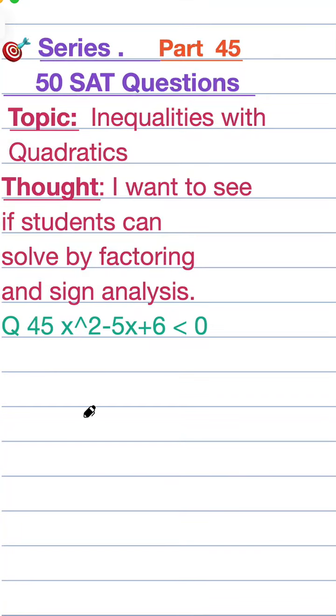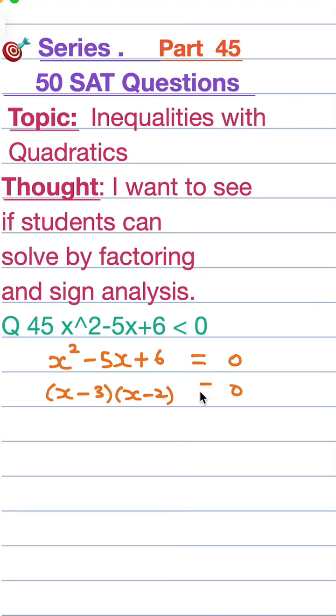Part 45, question number 45, an inequality of quadratic with quadratic. Okay, so our question is x squared minus 5x plus 6. I am taking this part only and factorizing it. If you use the AC method or whatever method you use, these are going to be the factors. Expression factorized. Now let me introduce 0, that is equal to 0.